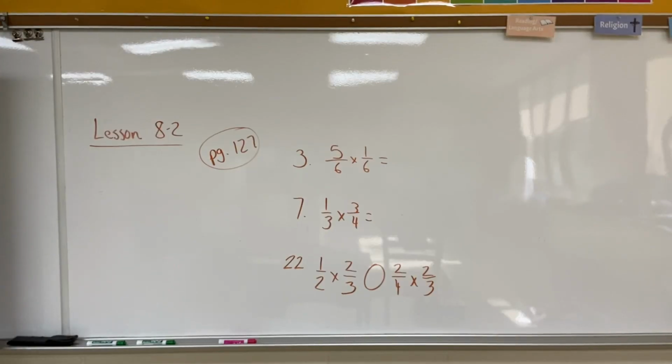All right, my 5th grade friends, if we take a look at page 127, you'll see that we'll be doing practice problems number 3, 7, and 22. For 3 and 7, the directions just say multiply. And for 22, the directions say compare, write less than, equal to, or greater than.